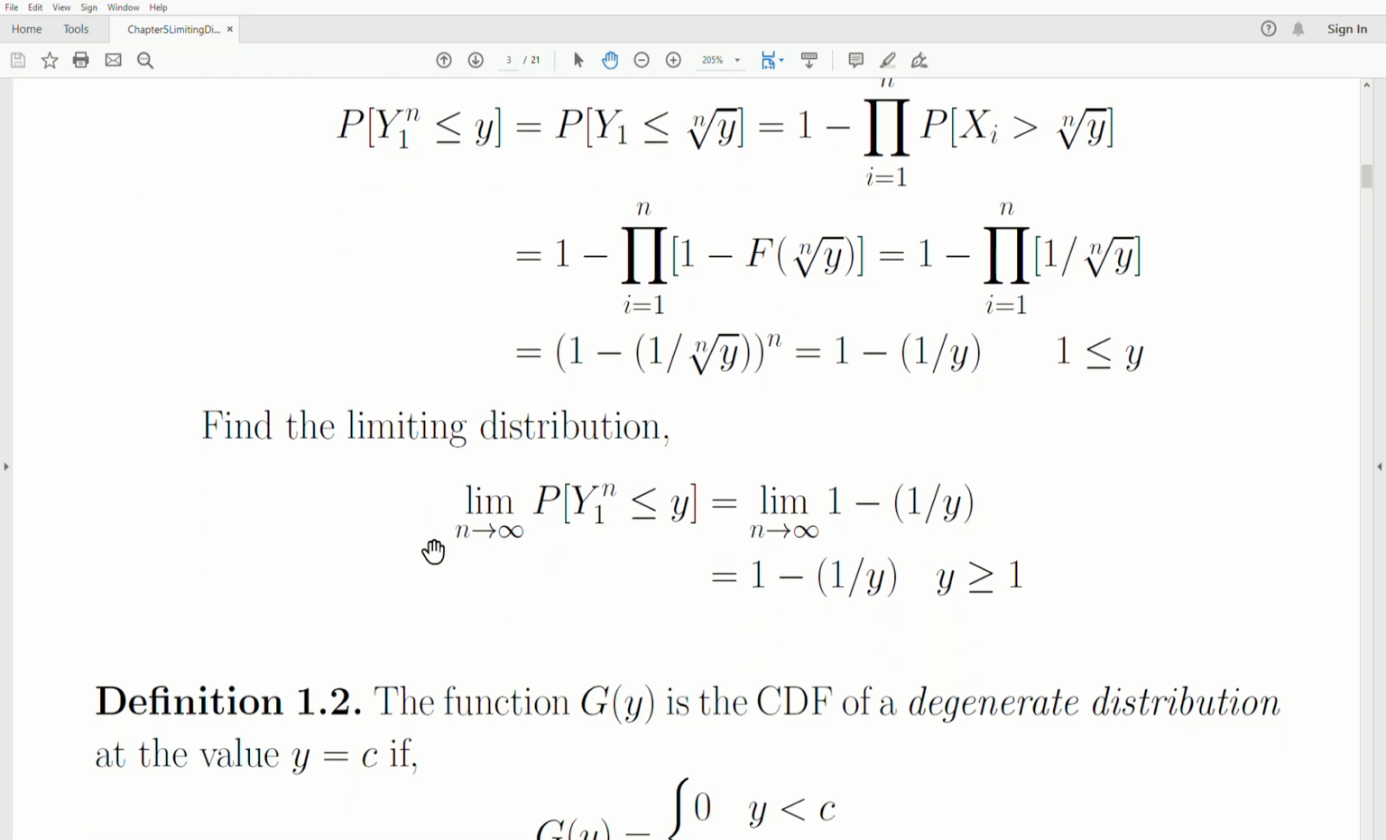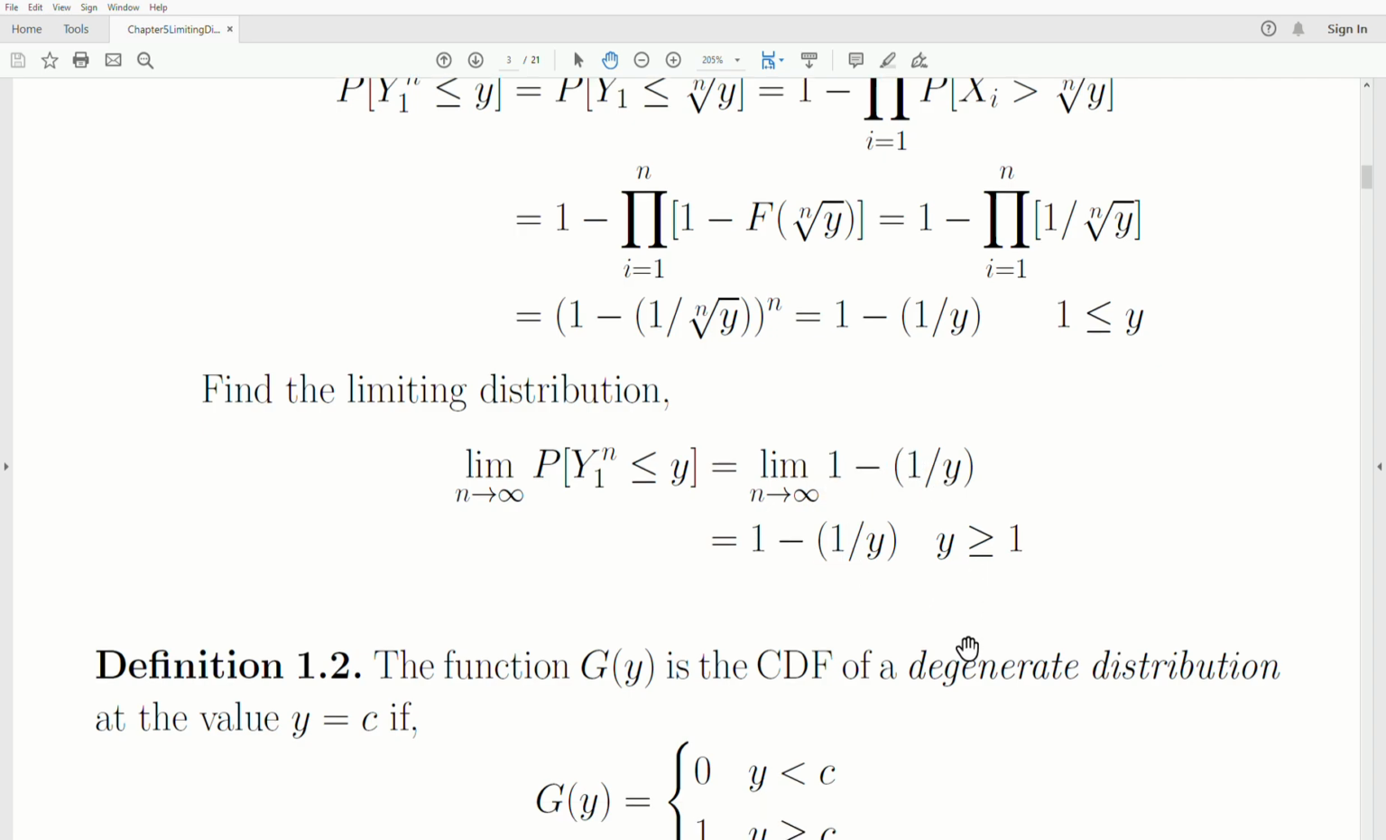And if we find the limiting distribution of it, we take the limit of this CDF. So we take the limit of the CDF that we just derived. Notice there's no n here, so it never changes, right? So the limit is the limit of a constant. So it's this, and it's just for y greater than or equal to 1.